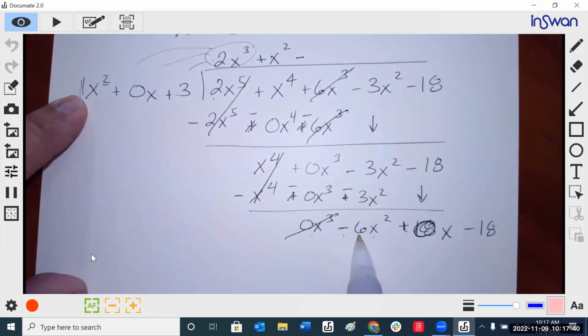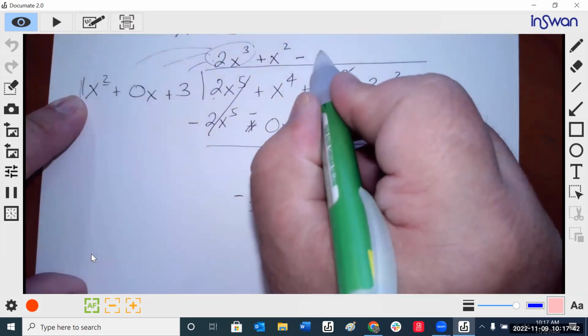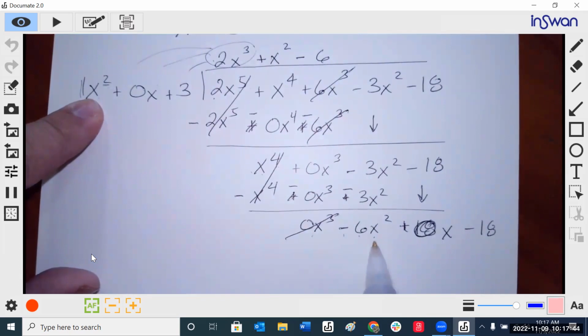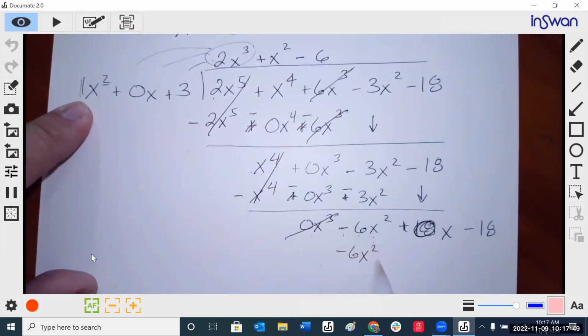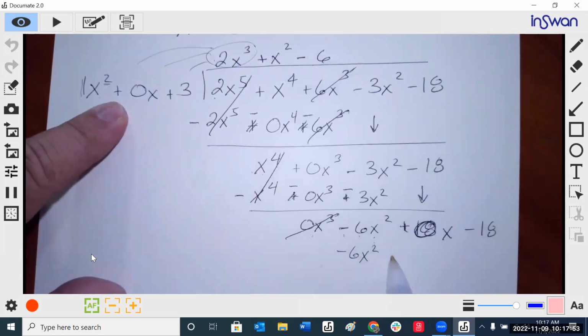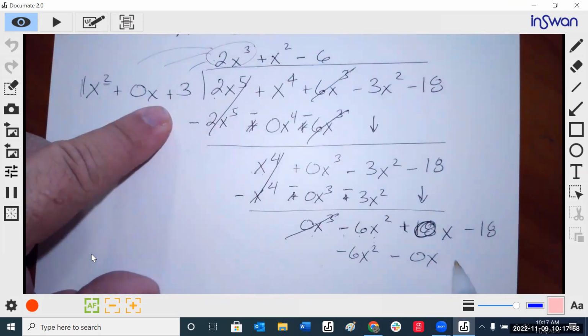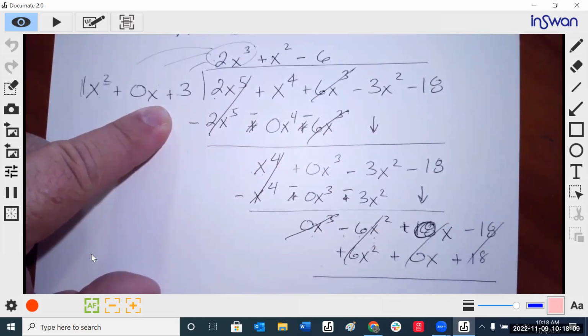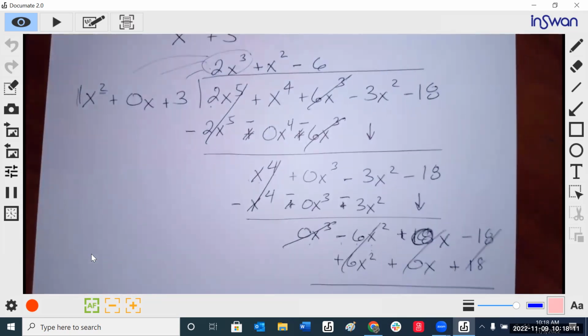What times 1 gives me a 6? 6. It's already x squares. So negative 6 times x squared is negative 6x squared. Negative, positive is a negative. 6 times 0 is 0. Negative, positive is a negative. 6 times 3 is 18. Change the signs and add. Those cancel, those 0. So there's my answer.